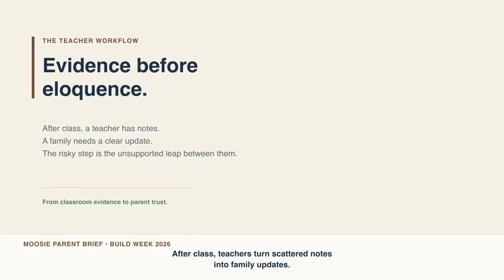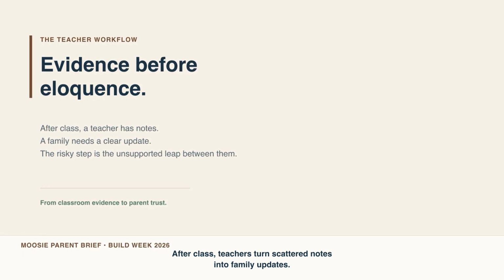After class, teachers turn scattered notes into family updates. Generic AI can make that faster, but a polished sentence can still turn one observation into a claim the teacher never saw.